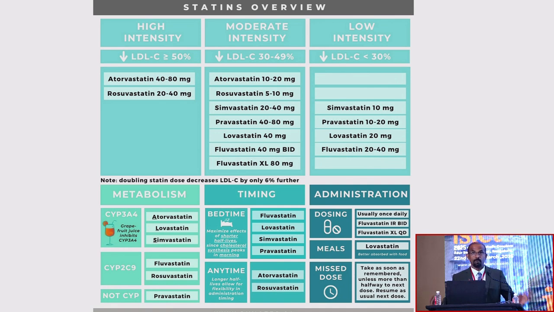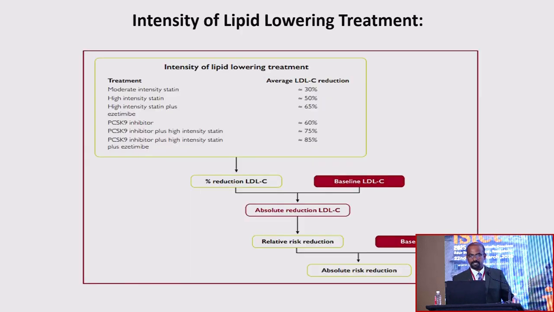The most potent statin out of all the statins is pitavastatin, followed by rosuvastatin. The least potent is simvastatin. So these are the intensities of lipid lowering. With a moderate intensity statin, you will get 30% reduction. With a high intensity statin, 50% reduction. And PCSK9, I think this will take over the market in another 1 or 2 years, but the only problem is cost.